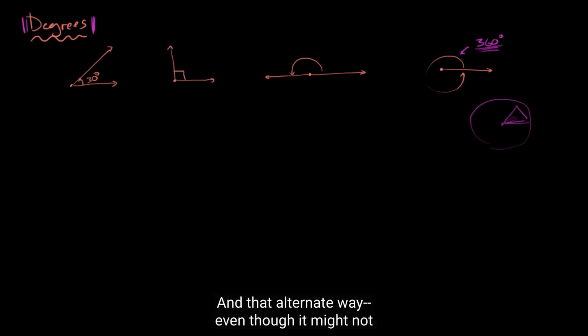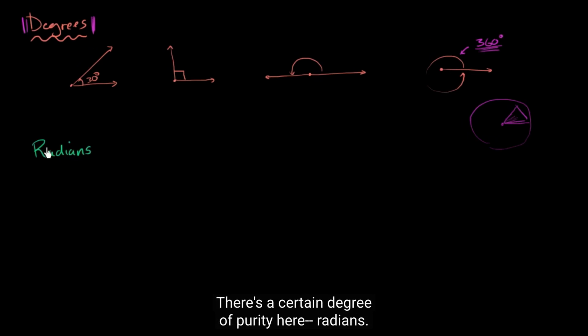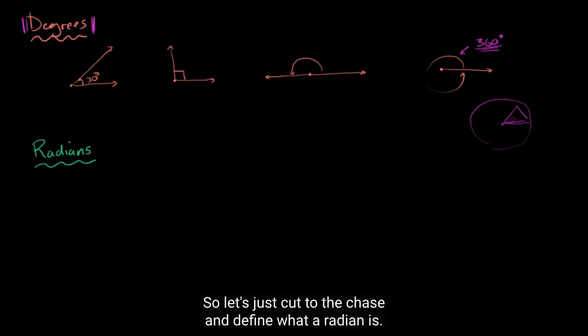And that alternate way, even though it might not seem as intuitive to you from the get-go, in some ways is much more mathematically pure than degrees. It's not based on these cultural artifacts of base 60 number systems or astronomical patterns. To some degree, an alien on another planet would not use degrees, especially if the degrees are motivated by these astronomical phenomena, but they might use what we're going to define as a radian. There's a certain degree of purity here. Radians. So let's just cut to the chase and define what a radian is.